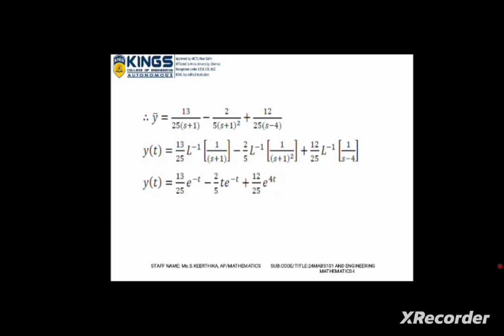So the final answer is y of t equal to 13 by 25 e power minus t minus 2 by 5 t into e power minus t plus 12 by 25 e power 4t.